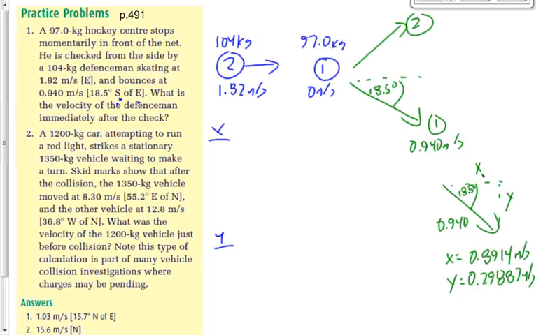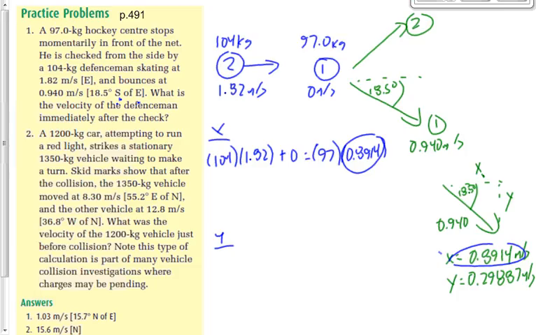Listen, now we can just break it up into X and Y components. We're going to say 104 times 1.82 plus 0 equals, object number 1 is 97 times what? 0.8914? This is the big thing, right? 0.8914. Recognize that that's the number that we use right there. Plus 104 times V2F.